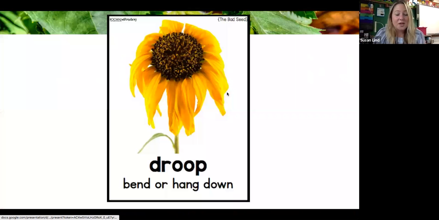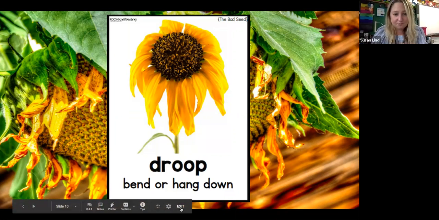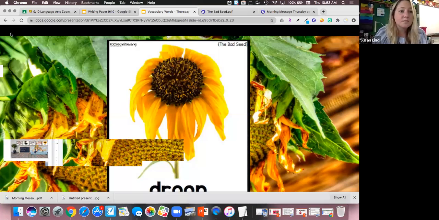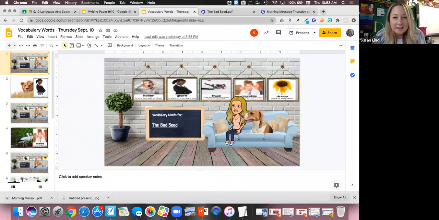Last one, droop. Droop is to bend or hang down. We notice that these flower petals are drooping. A motion for droop is, first they were alive and happy, and they're drooping down. Let's go through those one more time. We got holler, glare, thud, mumble, droop.